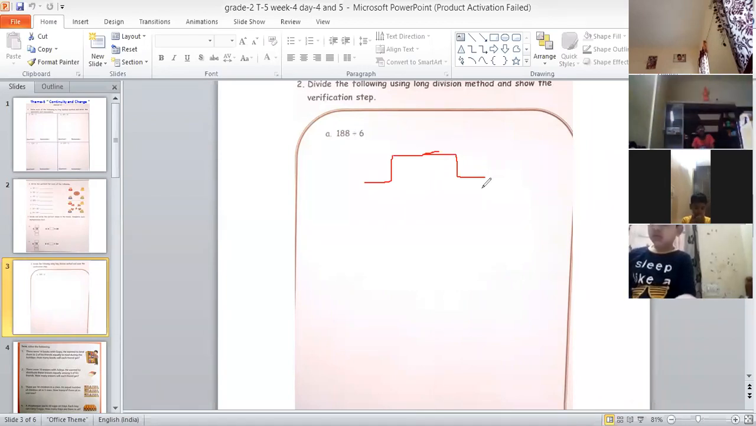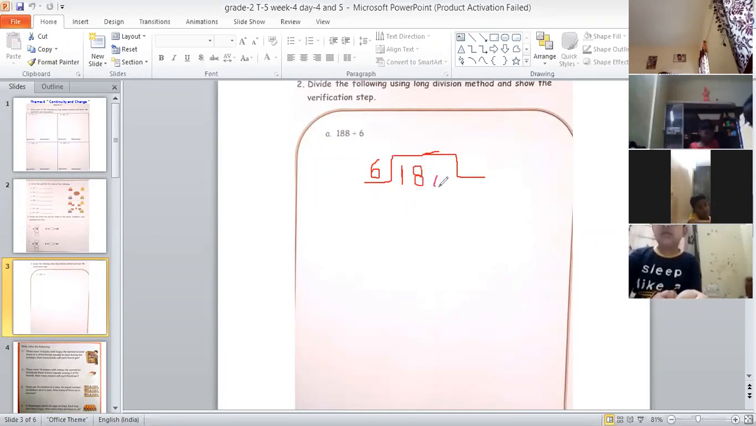Okay, fine. Now I will explain one more question. You can see. Okay? Yeah, it is similar to that only. Yes, children. So the question is 188 divided by 6. After the division symbol the number is 6, so we will write that 6 outside. And we will write this 188 inside.